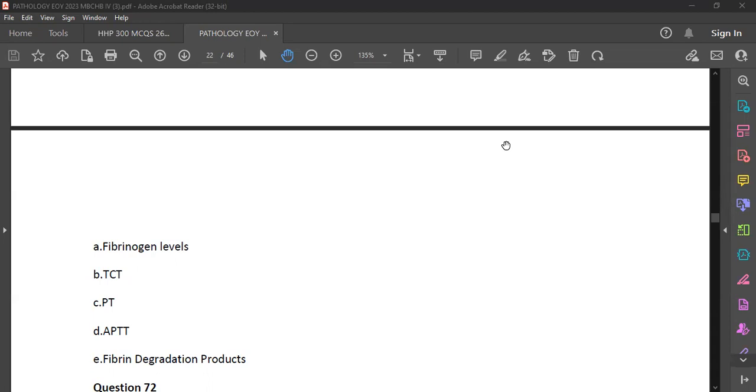So in DIC, you're going to have two contradictory things happening. You're having thrombosis within your body, and you're not able to form clots, or you're not able to stop bleeding. So you're having bleeding and you're having thrombosis. How does it come? When you have thrombosis, you're using your coagulation factors, and when you do not have enough of the coagulation factors, then you're not able to prevent bleeding.